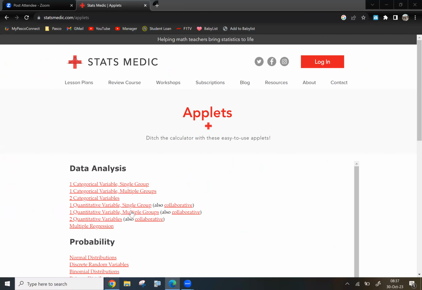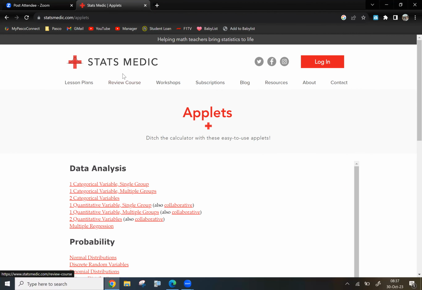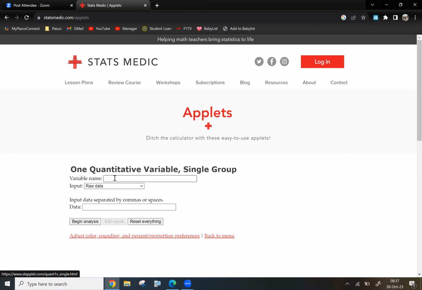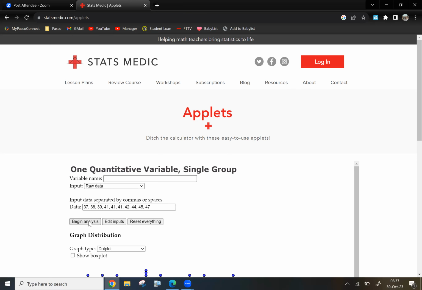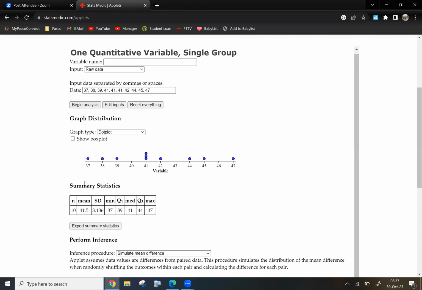So how do you do this without working it by hand? How to do it with the calculator? If you go to statsmedic.com/applets, you'll click on this fourth option here, one quantitative variable single group. And this will do it for you. So I'll just put in our data. Remember, our data was 37, 38, 39, 41, 41, 41, 42, 44, 45, 47. Begin analysis. It gives us summary statistics down here.